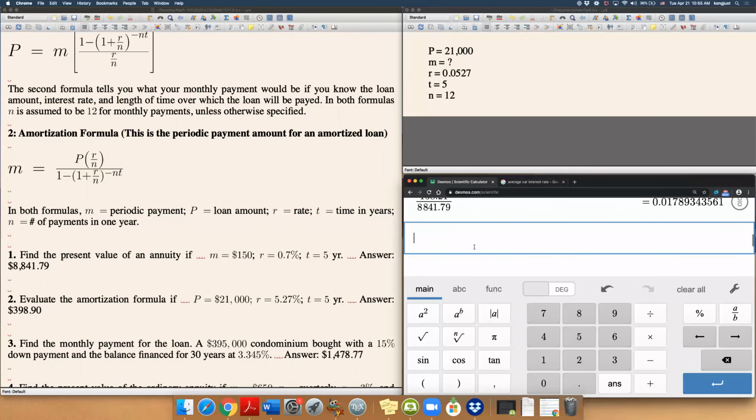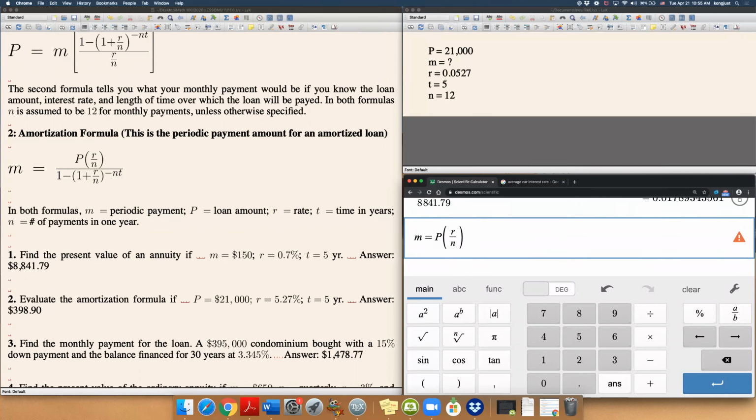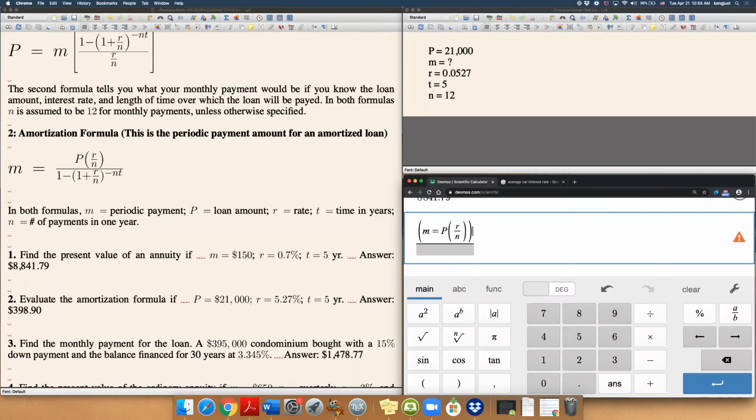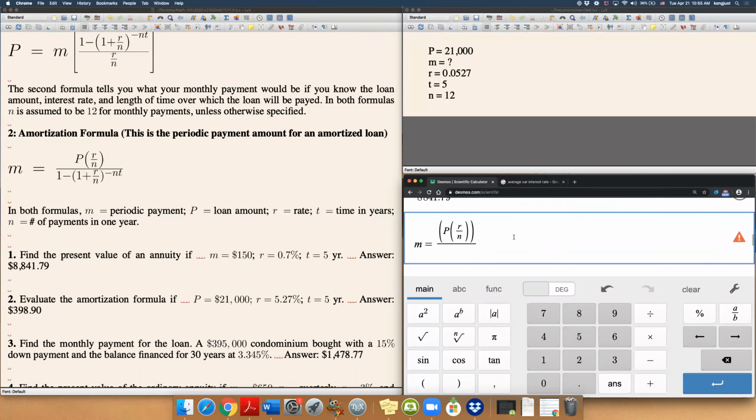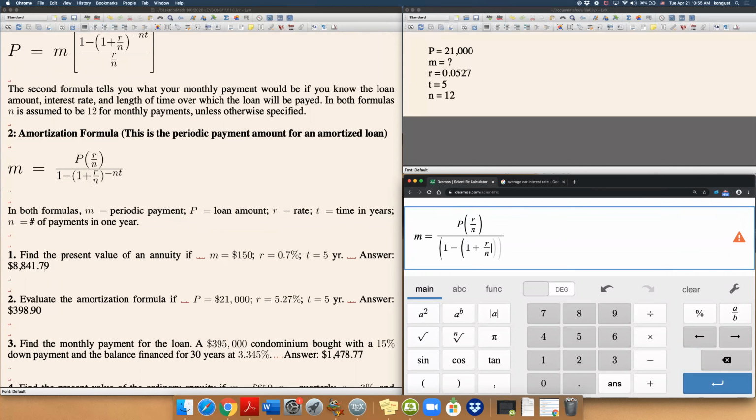So this time we're using the monthly payment formula, right? This one on the bottom, M is equal to P times R over N, over 1 minus parentheses 1 plus R over N to the parentheses negative NT. Again, if you're doing it in decimals, you don't have to worry as much about these parentheses, but if you're doing it on a calculator, then you most definitely do.